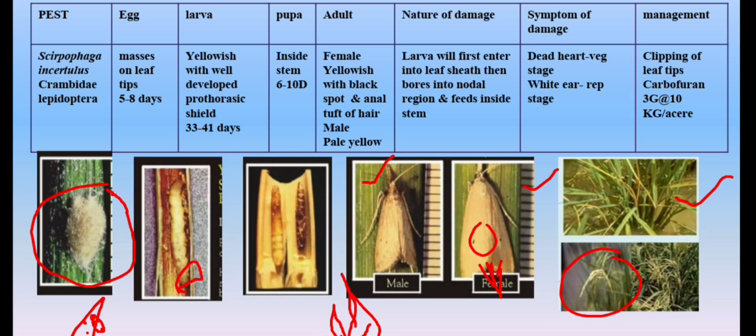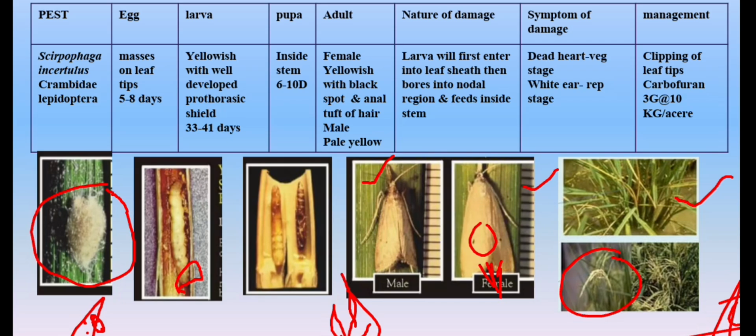The panicle is not filled with grains, and it will look white in color, and the total panicle is chaffy. That is the white ear symptom. And coming to the management of this pest, as I have told you, the eggs are laid on the tips of the leaf, that's why we need to clip the leaf tips. Clipping of the leaf tip is the first management option.